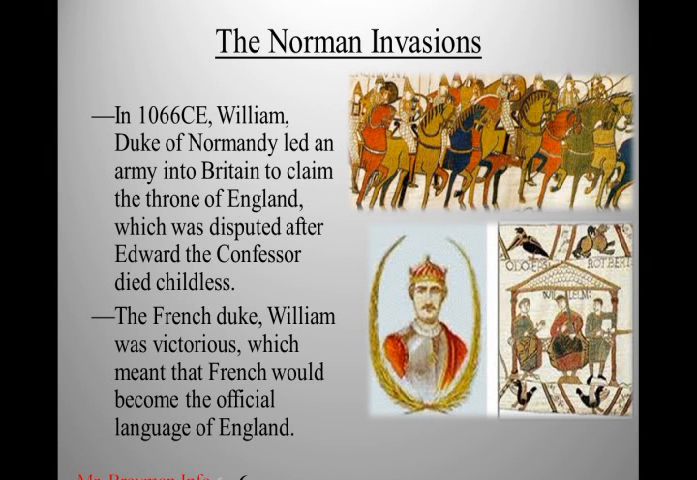Here's the connection. In 1066, William, who was Duke of Normandy, a region of France, led an army into Britain to claim the throne of England, which was disputed after the death of Edward the Confessor. He dies childless. And so William, as well as a few other people, claim the English throne. William succeeds. Now, William's a French duke, and so French becomes the official language of England.